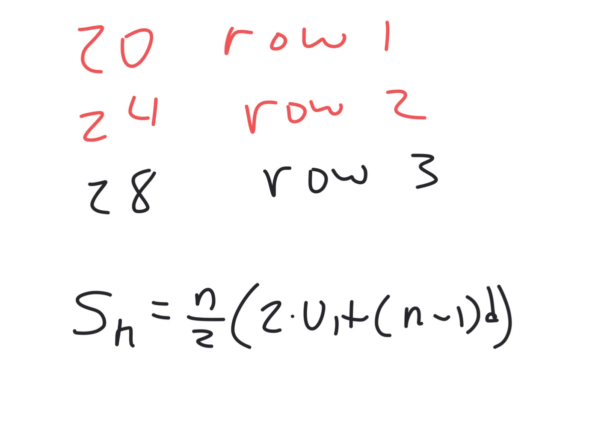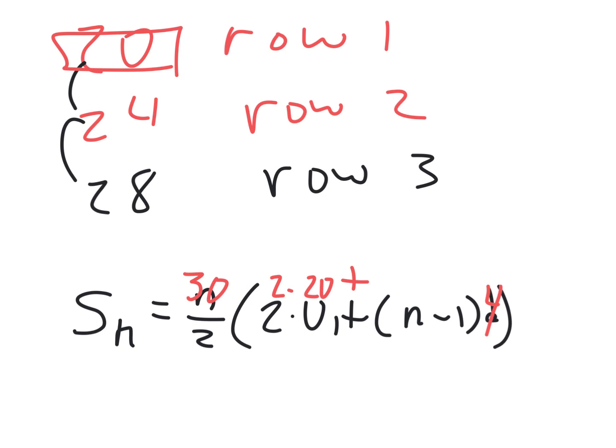Iris, tell me one of the numbers that you know. N, or U sub 1, or D. D is 4, because it goes up 4 each time. Good. So D is 4. I'm putting a 4 there. Nora, tell me one of the numbers you know. U sub 1 is 20. They started with that, right? 20. If I just knew N, I could be done. Graham, what's N? 30. All right, so 30. Can you guys verify, was it 30 rows?